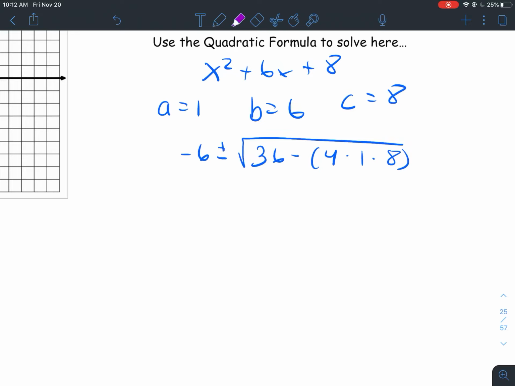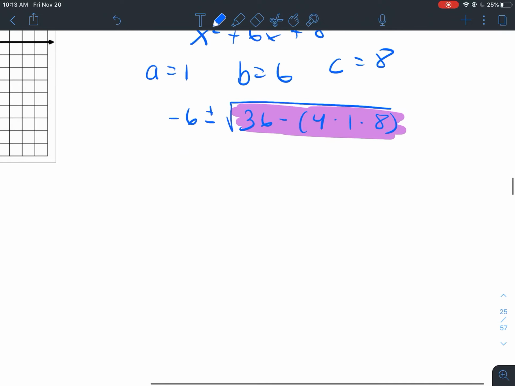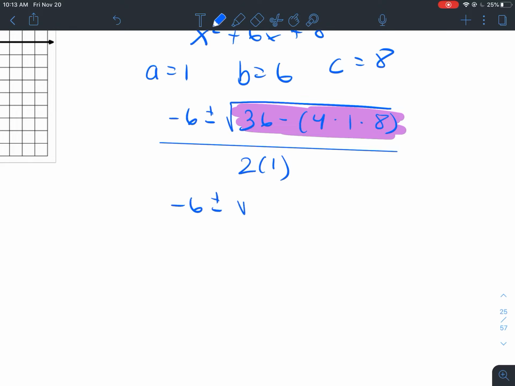So go ahead, plug this into your calculator. Tell me what you get inside of the radical when you plug in 36 minus 4 times 1 times 8. All right, when I do it, I get a 4. Oh, and I forgot, we got to do all over 2a, right? So we've got negative 6 plus or minus root 4 all over 2.